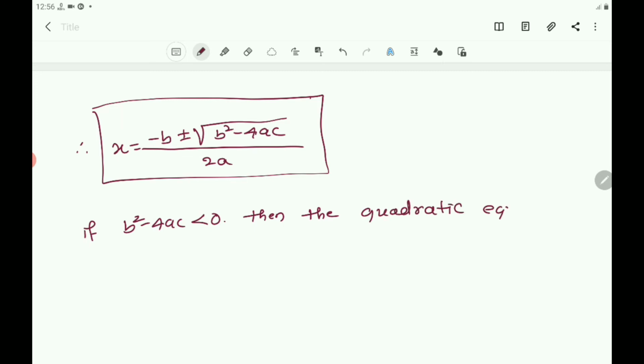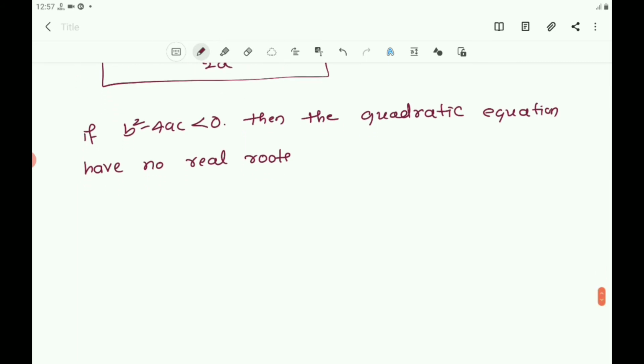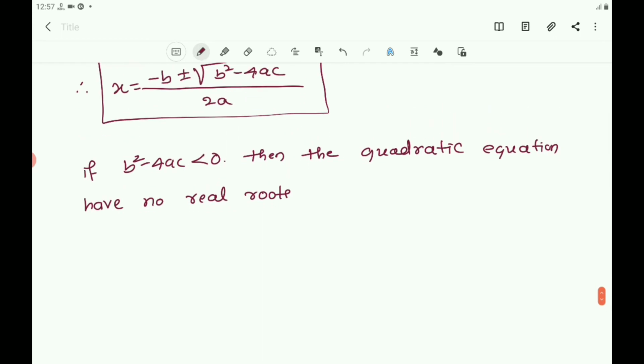If b² − 4ac is less than 0, then the equation will not have real roots. So therefore, to have real roots, the value of b² − 4ac must be greater than or equal to 0.